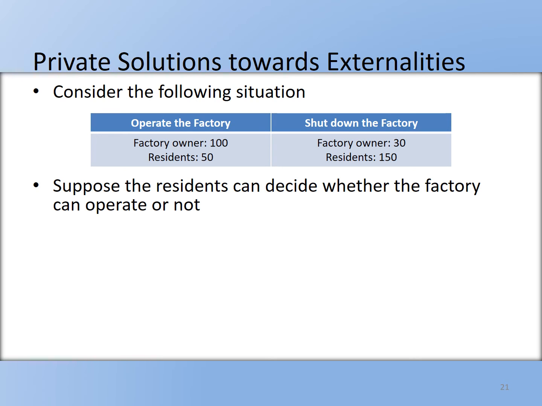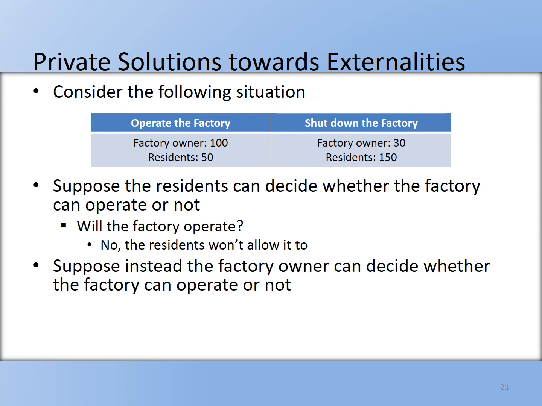What we're interested in is whether it matters who gets to decide if the factory can operate or not. Your first instinct might be that it does matter, because if the residents get to decide, then obviously they would not allow the factory to operate. That's pretty simple, right? From the residents' point of view, if they get to decide, they would obviously not want to suffer the pollution. The residents won't allow the factory to operate.